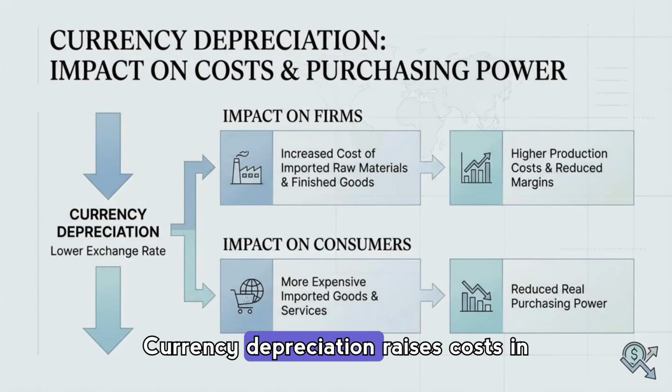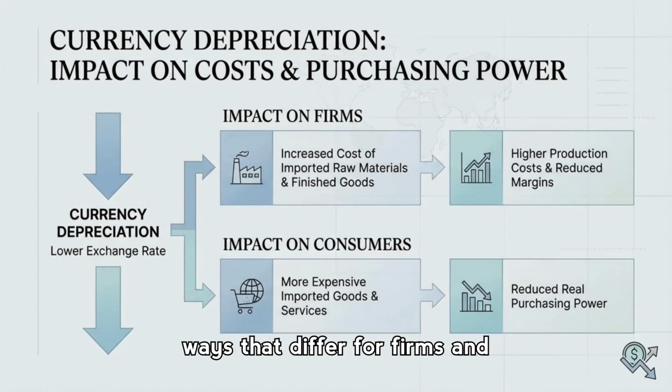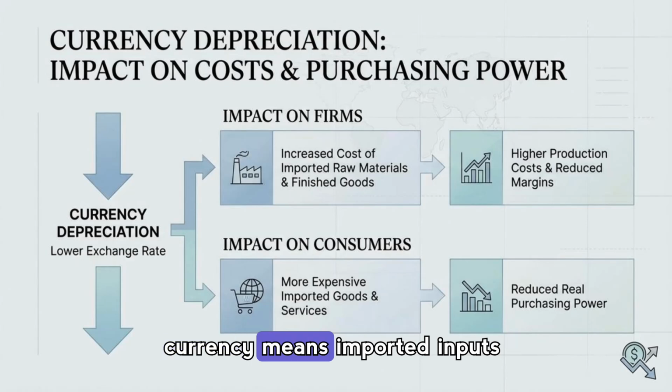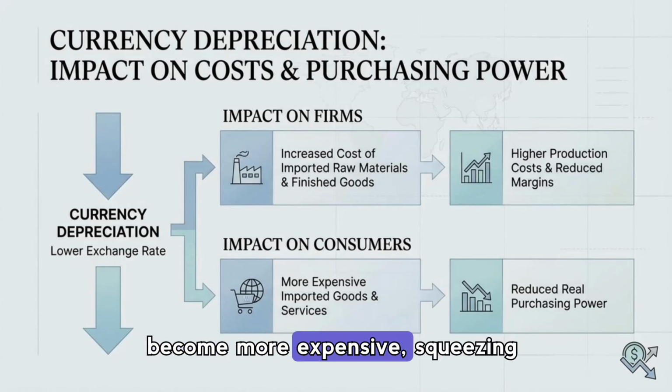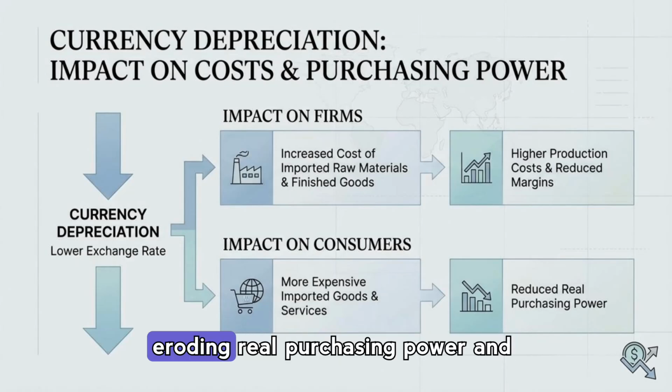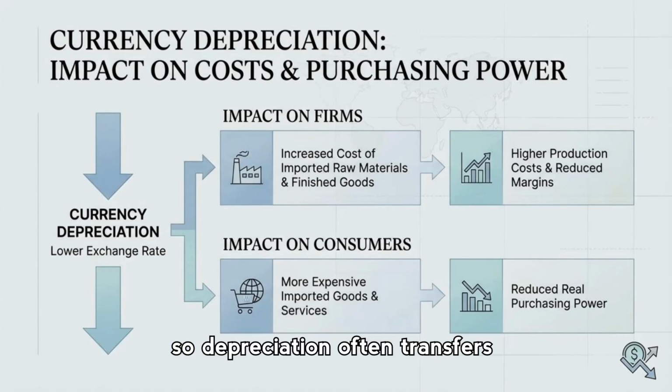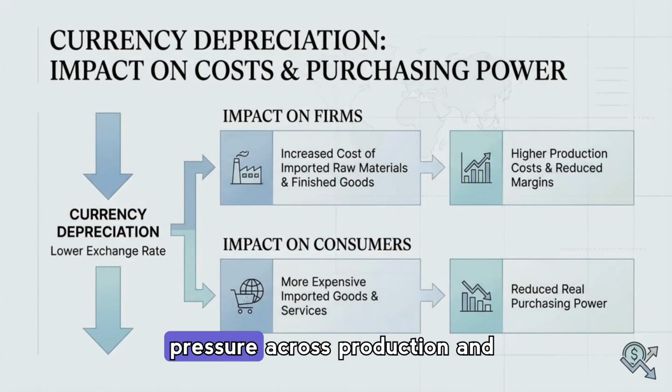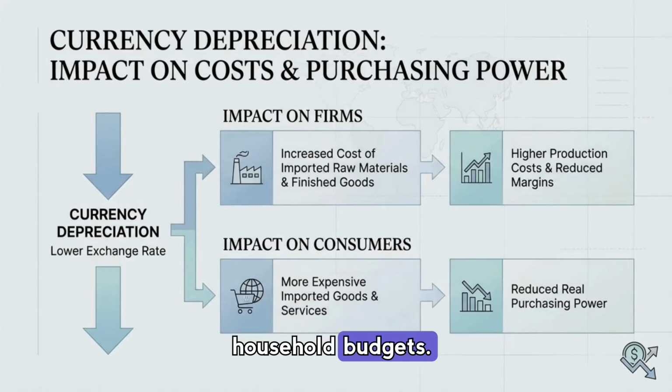Currency depreciation raises costs in ways that differ for firms and consumers. For firms, cheaper currency means imported inputs become more expensive, squeezing margins unless prices or productivity adjust. For consumers, imported goods and services cost more, eroding real purchasing power and dampening domestic consumption, so depreciation often transfers pressure across production and household budgets.